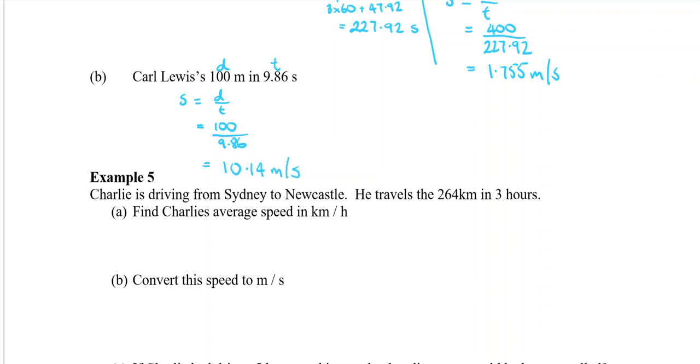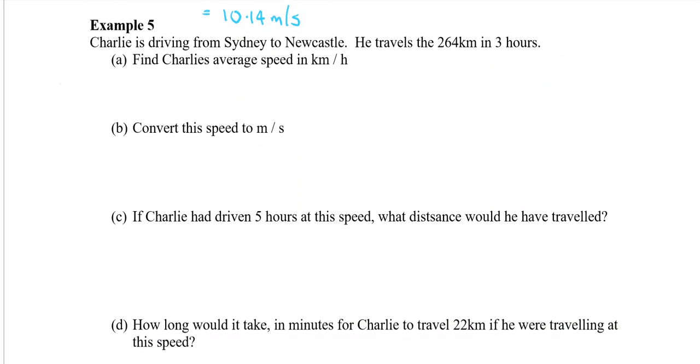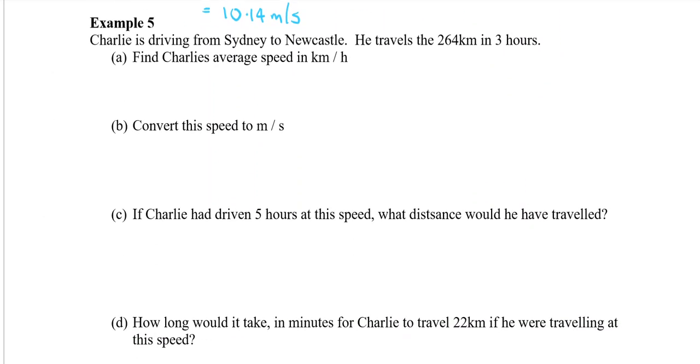Meters per second. Question 5. This would be a good kind of question to have at the end of a test, where we have these 4 parts that all kind of build on each other. So first of all, it starts with Charlie is driving from Sydney to Newcastle. He travels the 264 kilometres in 3 hours. So that 264 kilometres is a distance and 3 hours is a time.